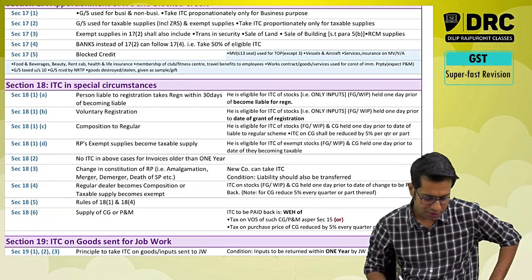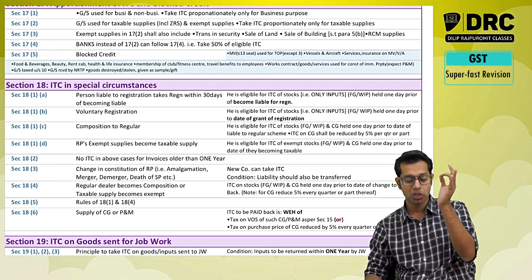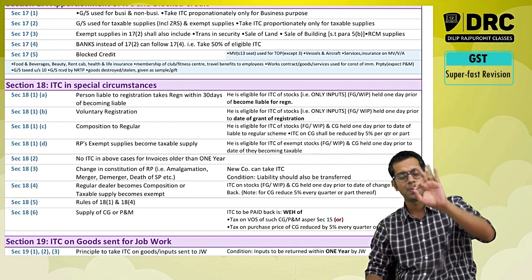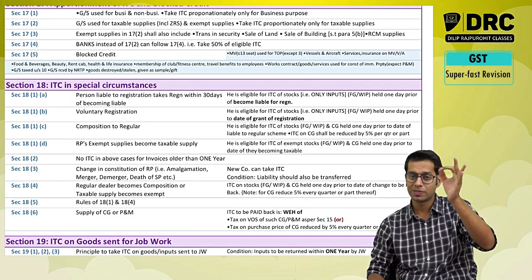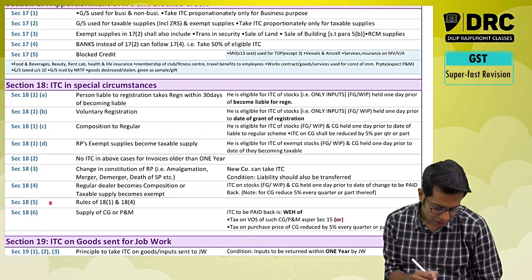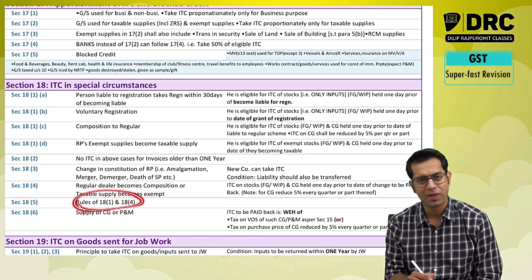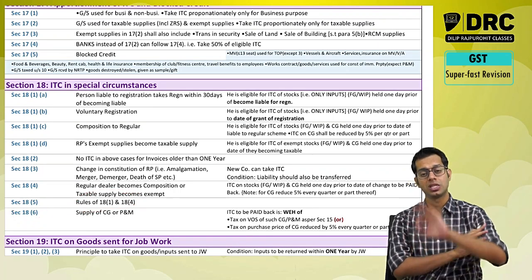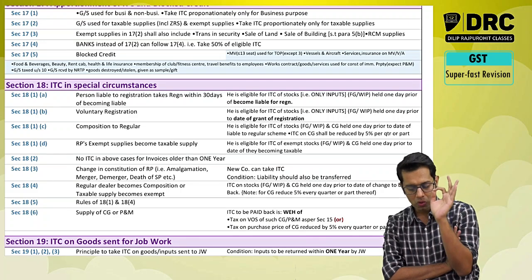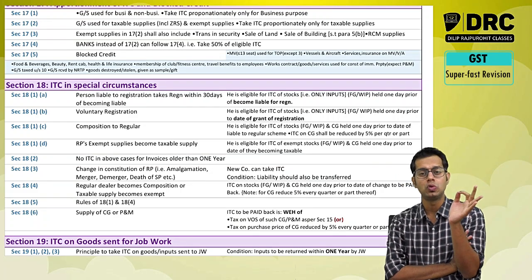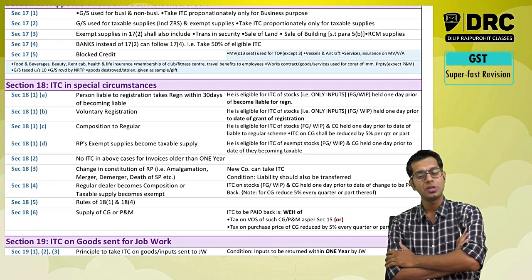Then section 18 subsection 4: where a regular dealer becomes a composition dealer, or where taxable supplies become exempt supplies, you will have to reverse the input tax credit on inputs as well as capital goods. Section 18 subsection 5 talks about the rules for 18(1), 18(4), and 18(6), a very important section, which says that if you are supplying capital goods or plant and machinery, at the time of supply you will have to pay the taxes. How much tax will I have to pay, sir?